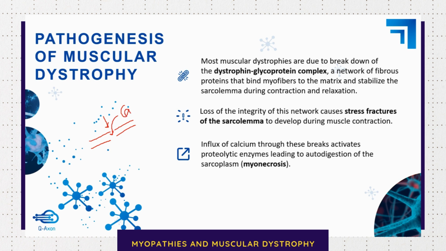Now, once calcium ions enter, they will activate some proteolytic enzymes which can cause autolysis of the sarcoplasm, what we call myonecrosis. So, in this process, the individual is destroying their own muscle fibers. So, with progressive autolysis, they start losing more and more of their own muscle mass, and that is what leads to weakness. Now, in Duchenne and Becker muscular dystrophies, which are more common, the defective protein is dystrophin.